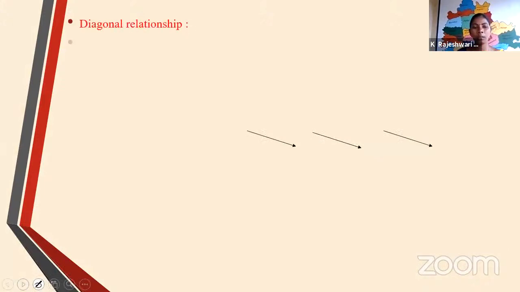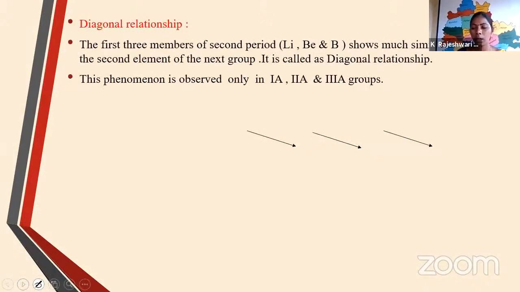Now let us see the diagonal relationship. Very, very important. So what is diagonal relationship? The first 3 members of the second period. What are the second period elements? Lithium, beryllium, boron, carbon, nitrogen, oxygen, fluorine, neon. These first three elements show much similarity with the second element of the next group. It is known as diagonal relationship. This phenomenon is observed only in 1A, 2A and 3A groups. So let us see those examples here.